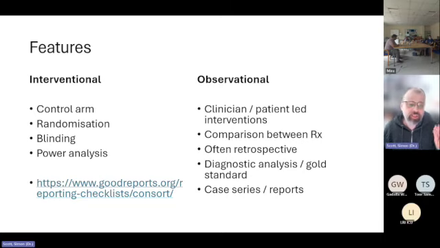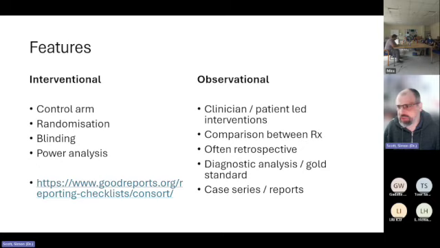Anyway, interventional trials, classically, have a control arm. You have your placebo or one drug versus another drug. There's usually randomization.